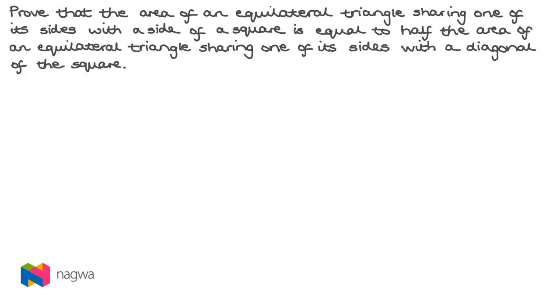Prove that the area of an equilateral triangle sharing one of its sides with the side of a square is equal to half the area of an equilateral triangle sharing one of its sides with the diagonal of the square. So let's begin this question with a sketch of what we're being asked to show.